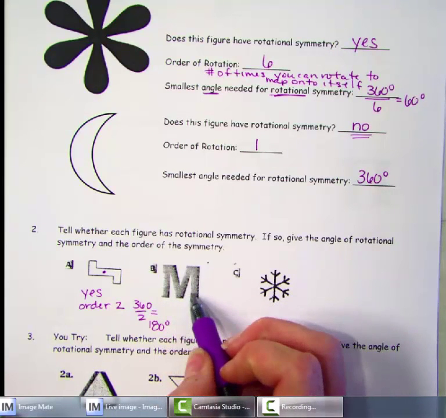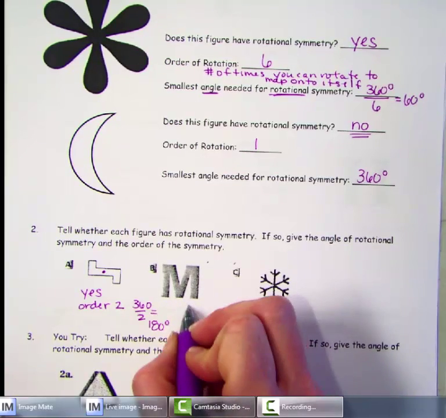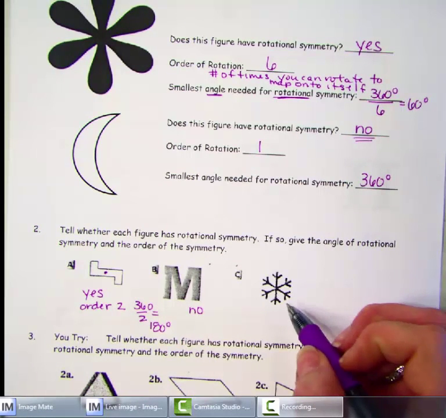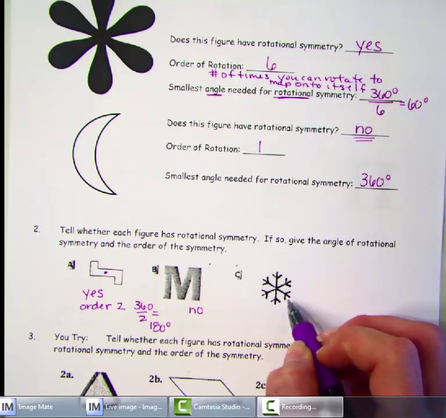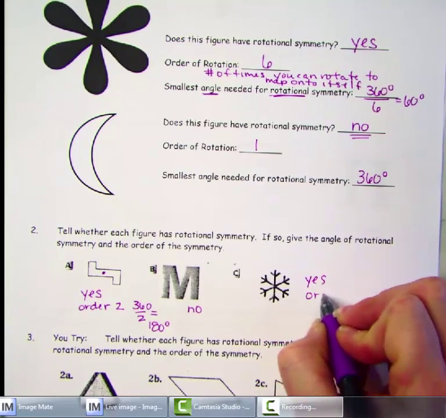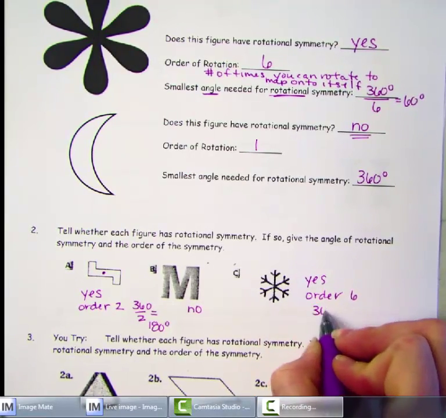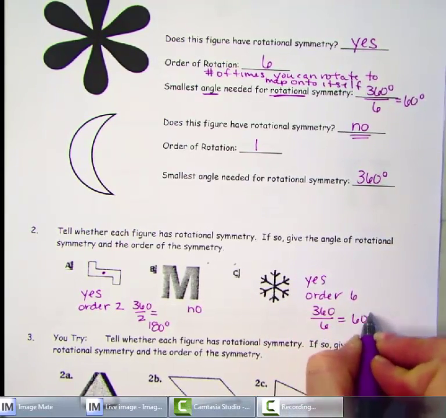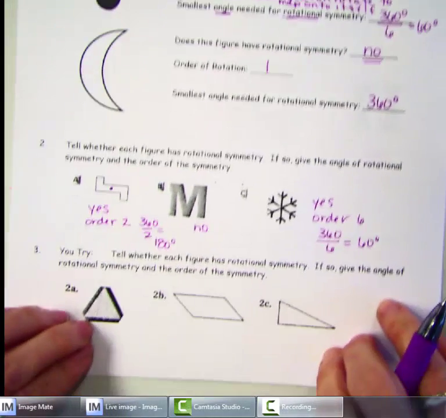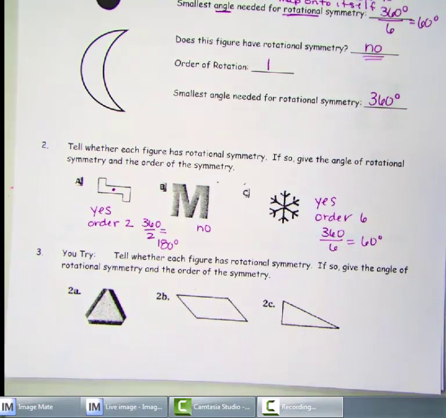For number 2, for B, if I rotate it, I can't ever have the M map onto itself except for 360 degrees. And for the last one, I can rotate this and have it look exactly the same. Yes, the order would be 1, 2, 3, 4, 5, 6. So 360 divided by 6 means I have a rotational symmetry of 60 degrees. I would like you to pause this video and try these 3 problems on your own, please.